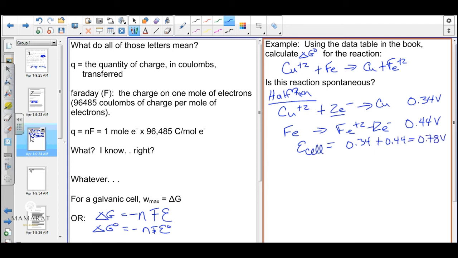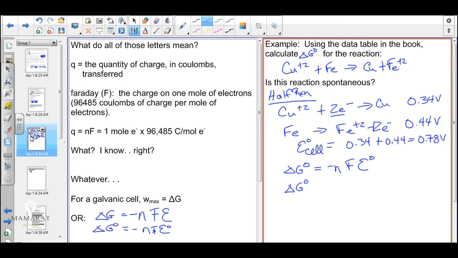All right, so now that we have the E of the cell, I suppose we should call that E0 of the cell. We could calculate delta G0 of the cell. So delta G equals negative N F E of the cell. Now the question becomes, what do we put in there for this N value. N is the number of moles of electrons that are being transferred.